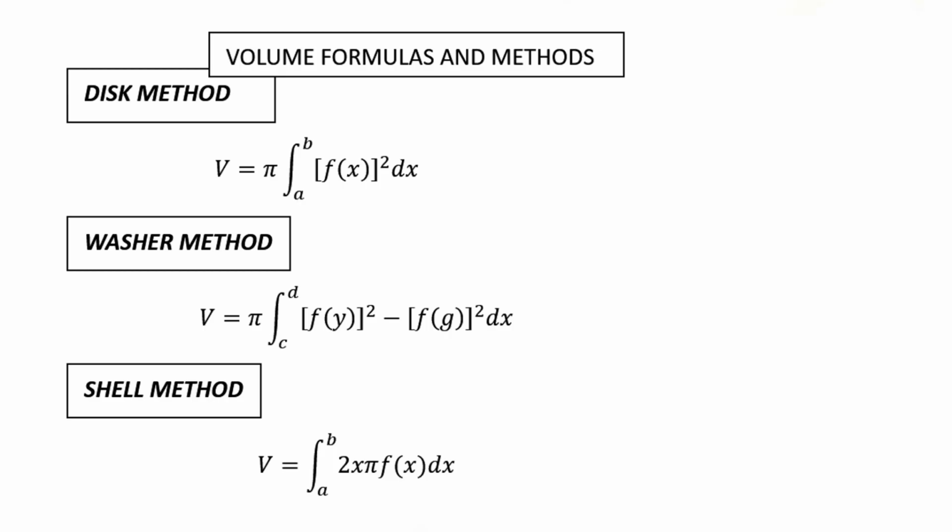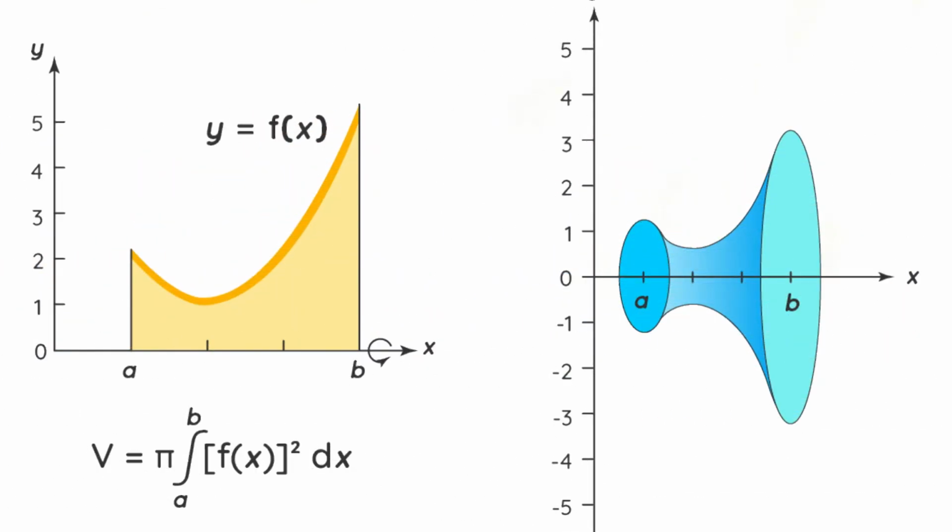So when do we use each method? For this method, it is used when rotating a region about the x-axis or the y-axis, and the region is bounded by a single curve.